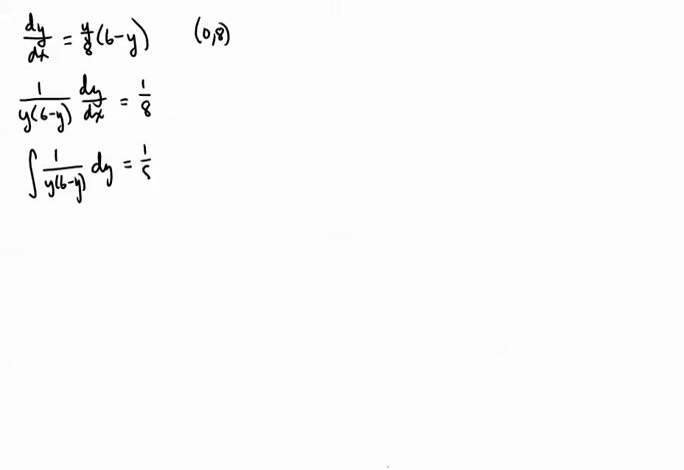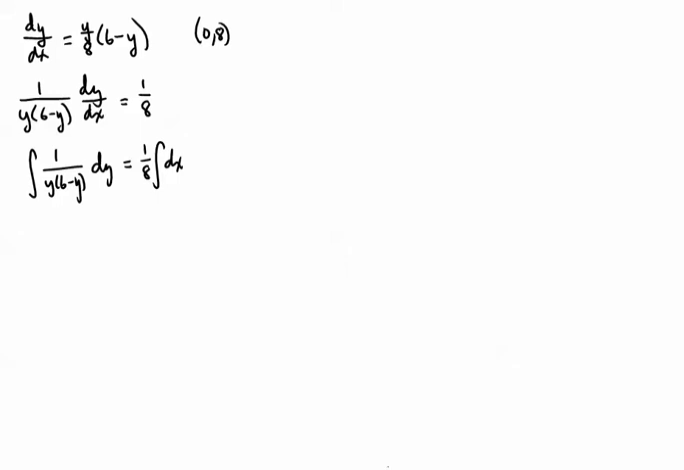So to do this, we're going to need separation of variables and partial fraction decomposition. So I'm going to first divide both sides by y times 6 minus y, and leave the 1 over 8 on the other side. We're going to integrate both sides with respect to x. When we do that, the dx's on the left side will cancel. We end up with integral 1 over y times 6 minus y dy is equal to 1/8 integral dx.